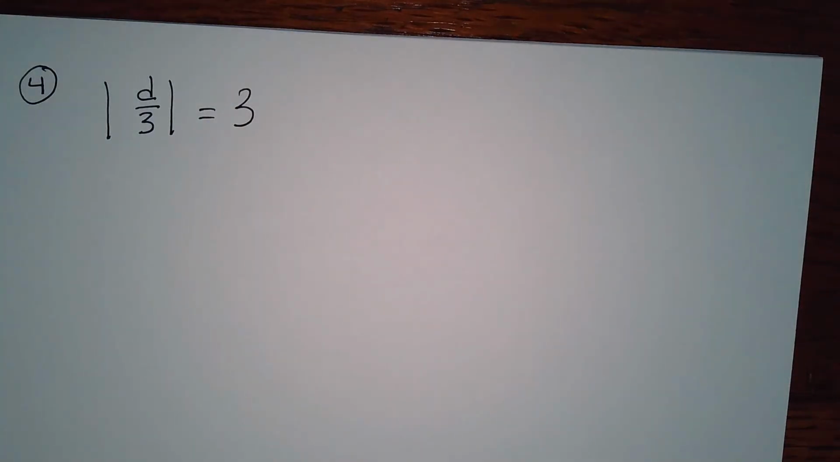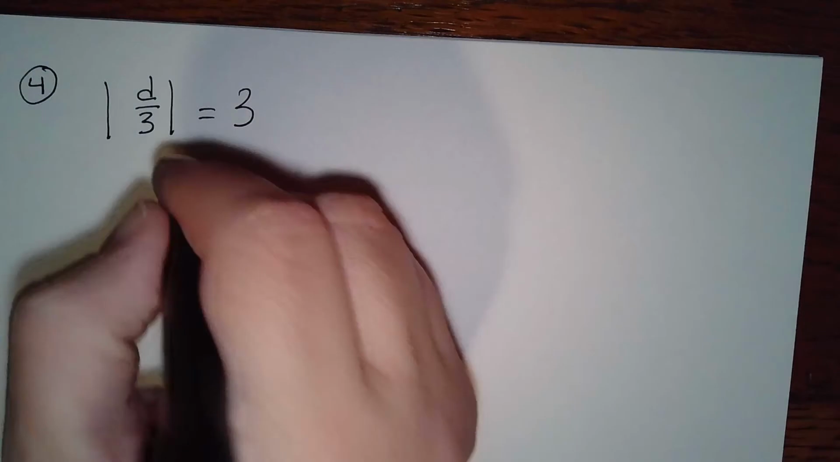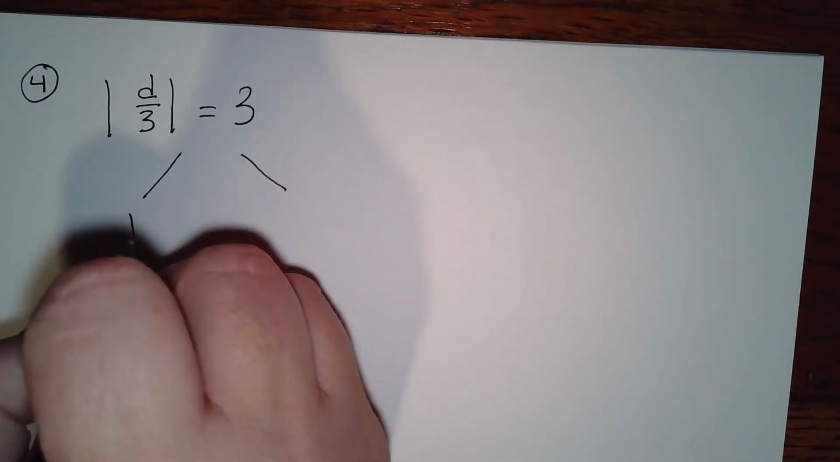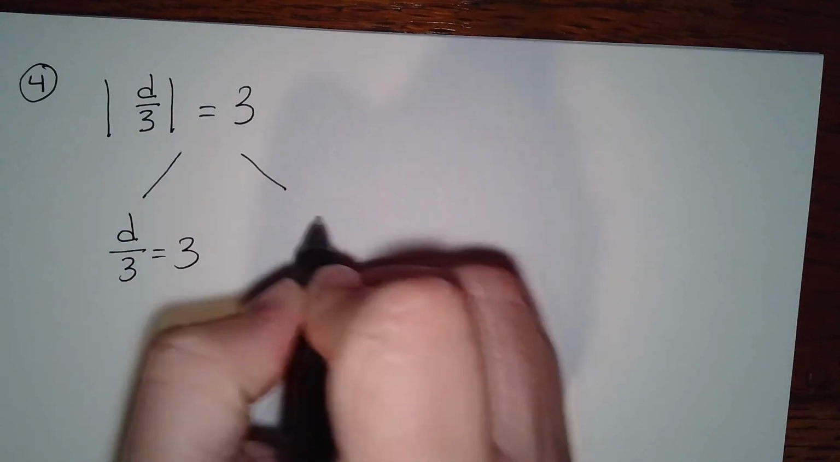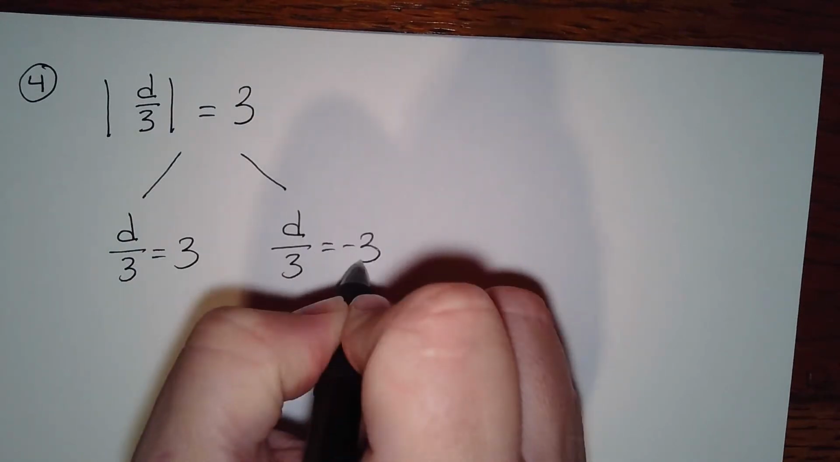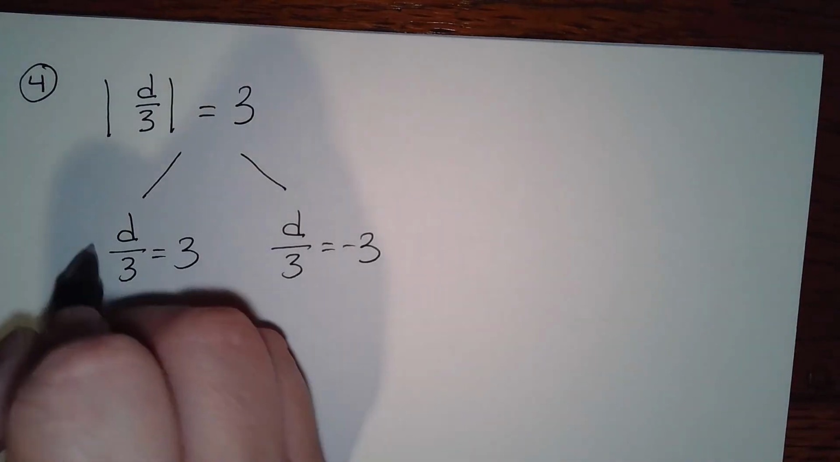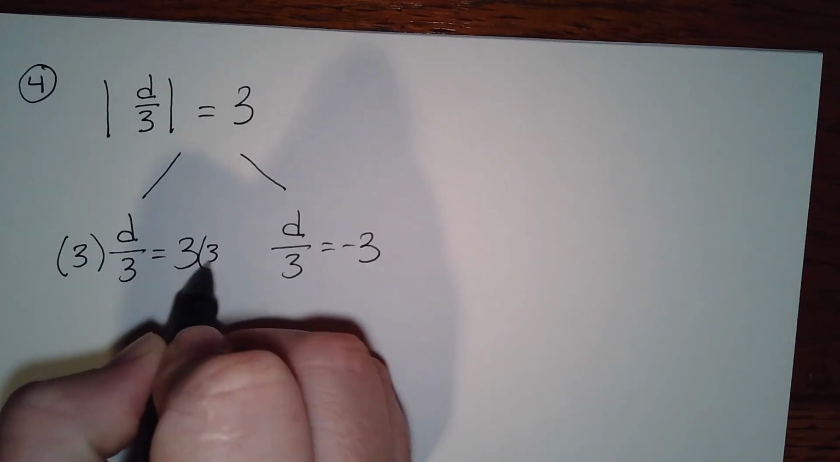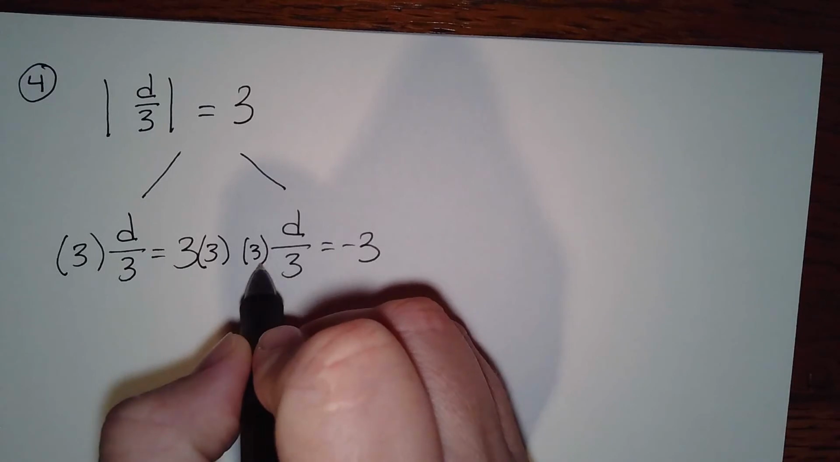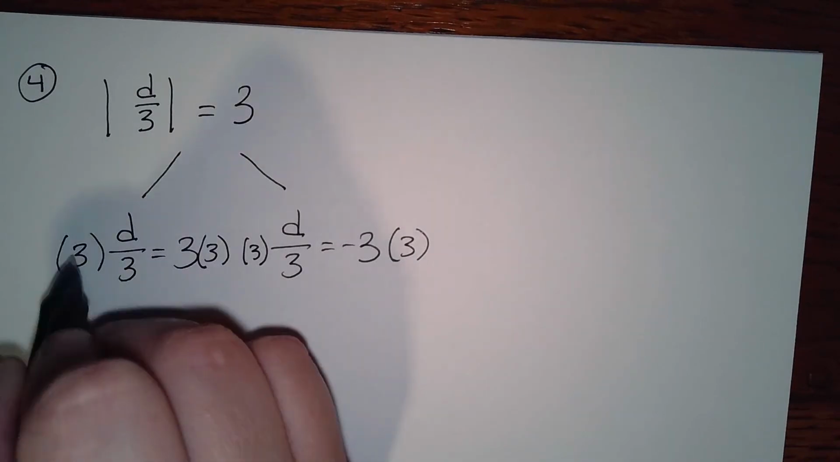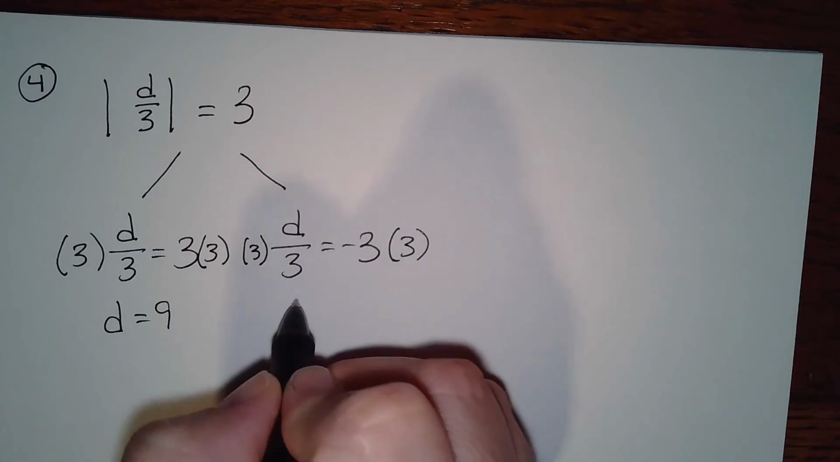So we know we're starting off with division, and we know the opposite of division is multiplication. But the very first step is to get rid of those absolute values. So I need to do one positive, one negative. So I have d over 3 equals 3, and d over 3 equals negative 3. All right, so to get rid of division, we use multiplication. So I multiply both sides by the denominator. So this becomes d equals 9, and d equals negative 9.